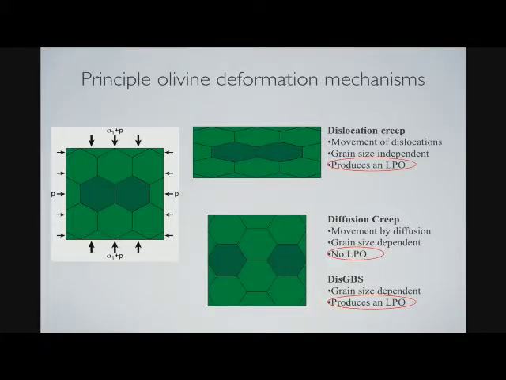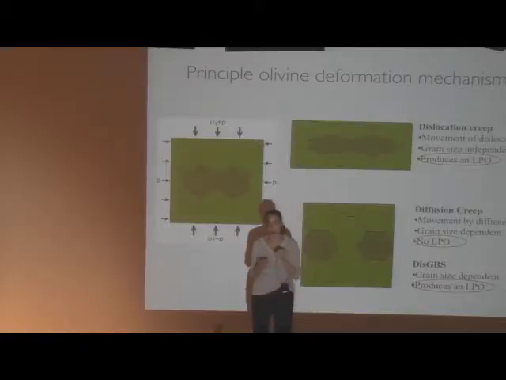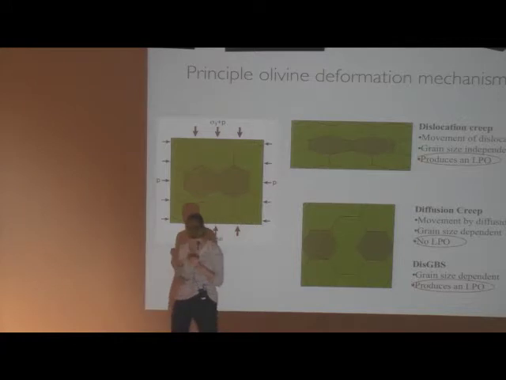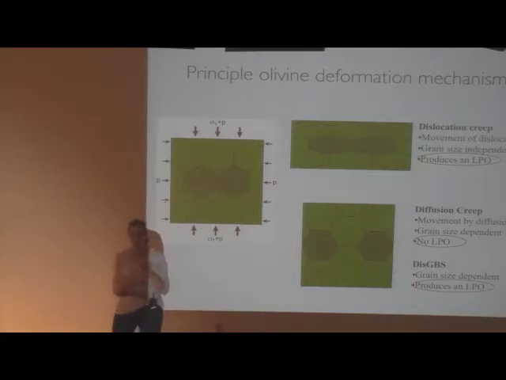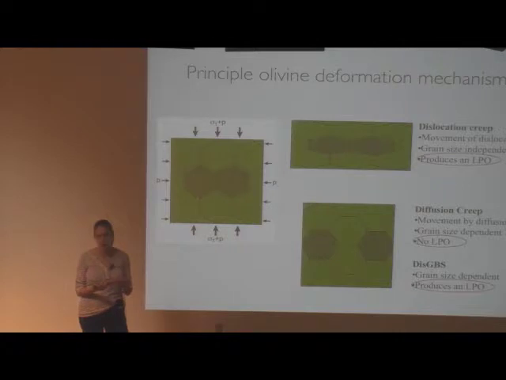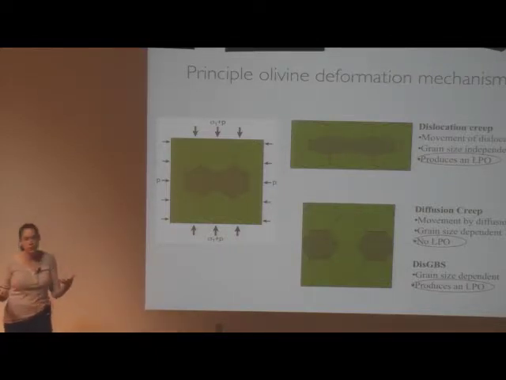And that is summarized here. So this is just showing an aggregate of crystals that you're deforming, and if you have dislocation creep, as you're moving around those dislocations, because you have preferential slip systems, you expect to get an alignment of your crystallographic lattice. In diffusion creep, you're moving everything by diffusion, and as Uli discussed yesterday, we think a lot of the diffusion is accommodated on the grain boundaries, and we don't expect to see any lattice preferred orientation. So if the mantle was dominantly deforming by diffusion creep, we would not expect to see seismic anisotropy.